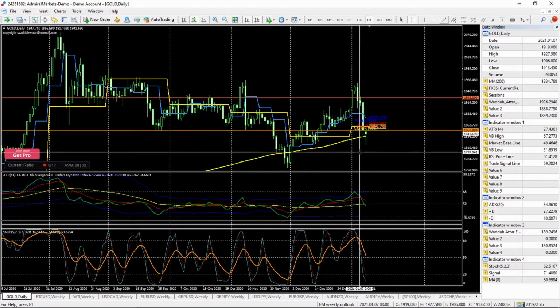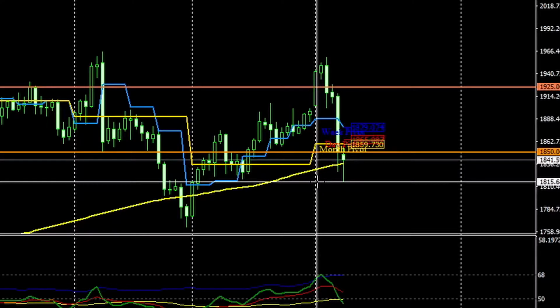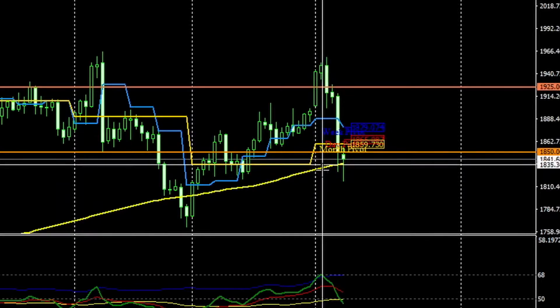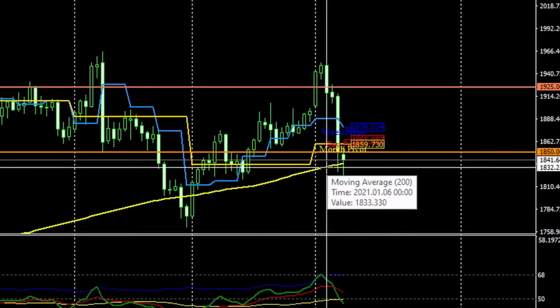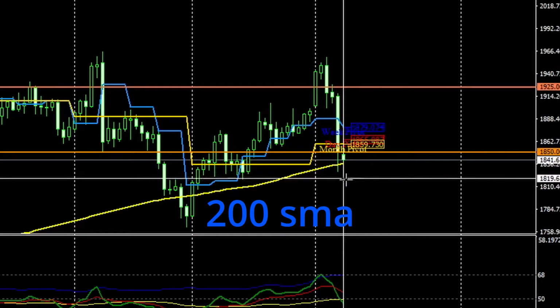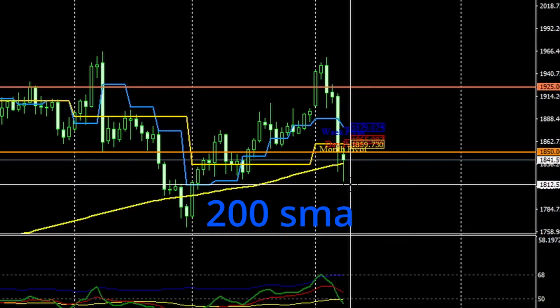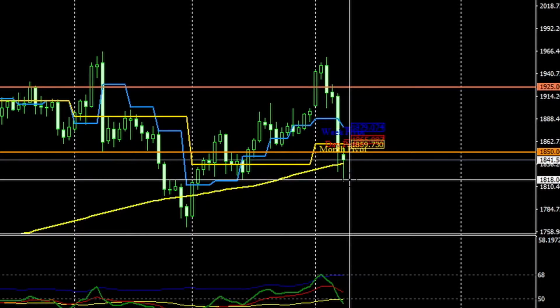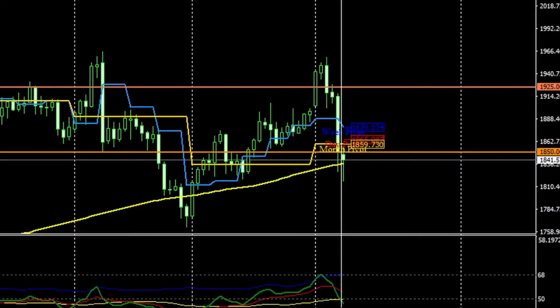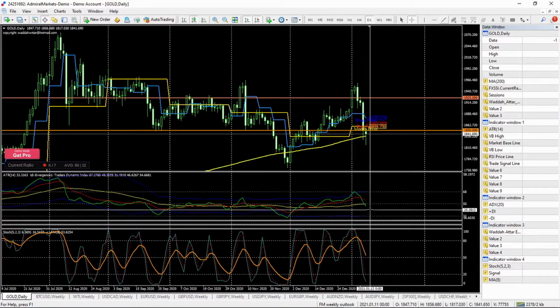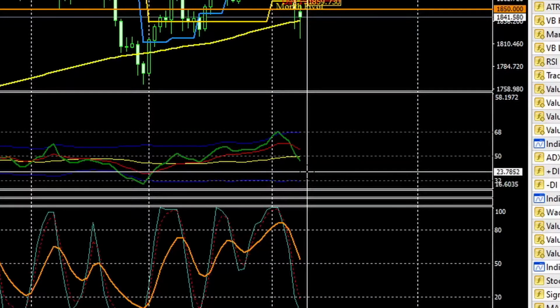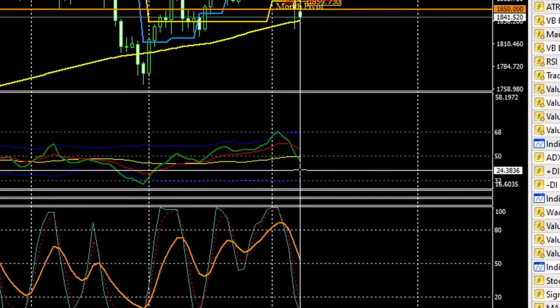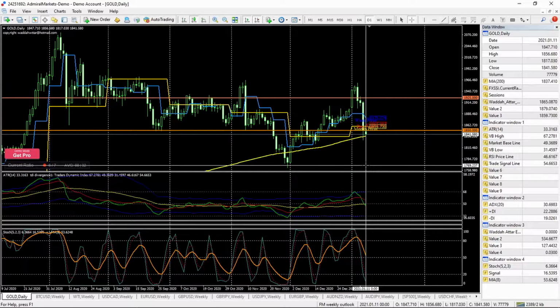Alright, now you also see something else too. Gold basically just hit the 200, so it's kind of up in the air whether it might bounce or break through the 200. As you can see on my TDI, it's breaking through the 50, which also gives me an indicator that this might actually go short.